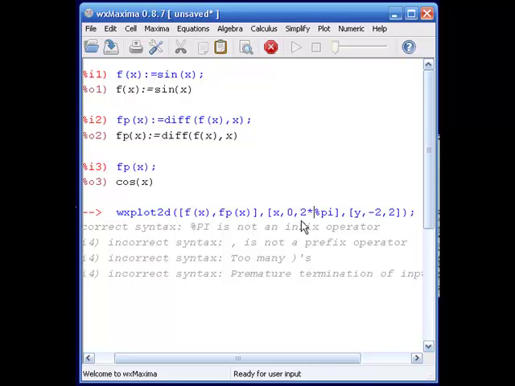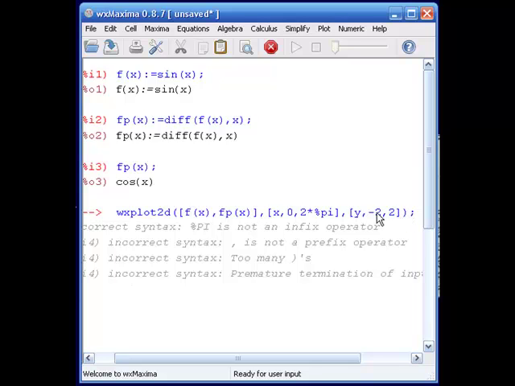Now, besides this, I'm not sure I have made other mistakes, but maybe I have. I'm scanning through. I seem to have all of my parentheses okay, because I start with wxplot2d, I got open parentheses, and eventually I close it.